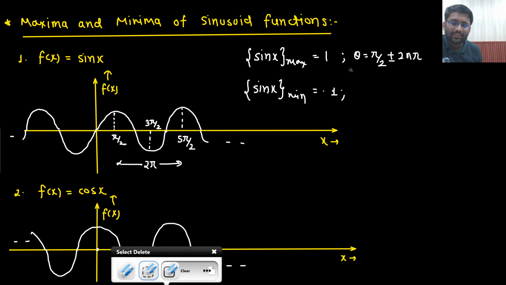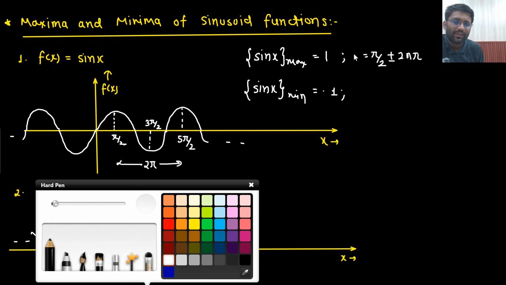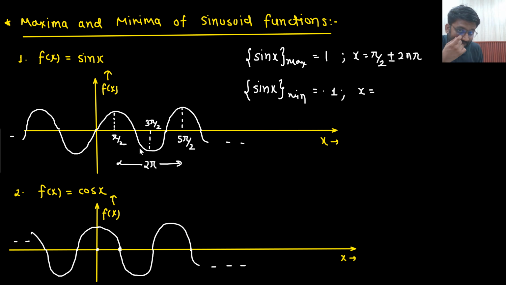And since we are putting x here, why am I putting theta? I should put x here only. So when the value of x is 3 pi by 2, and after every 2n pi, it will keep on repeating. Right? Understandable? So basically this value of x, this value of angle, should be either pi by 2 for maximum or 3 pi by 2 for minimum.